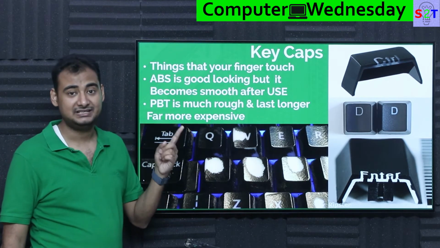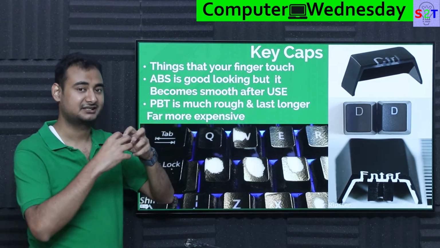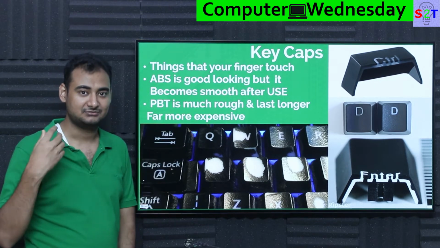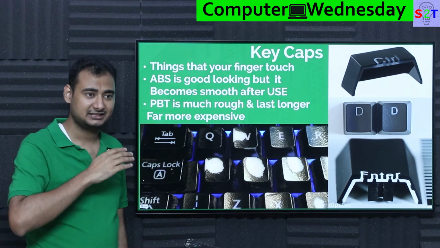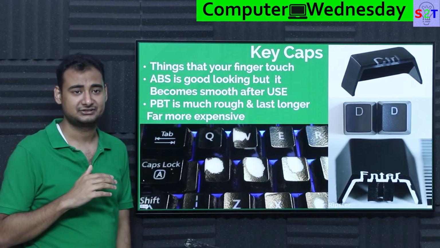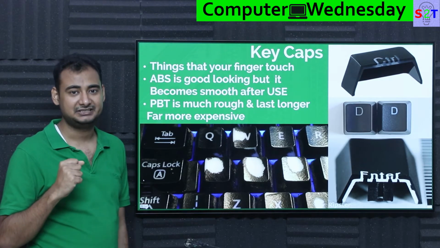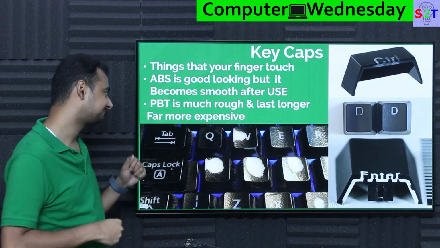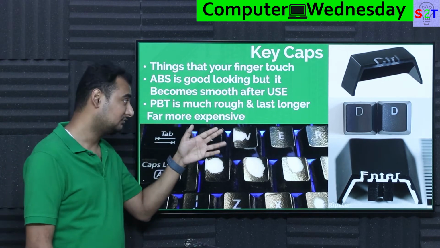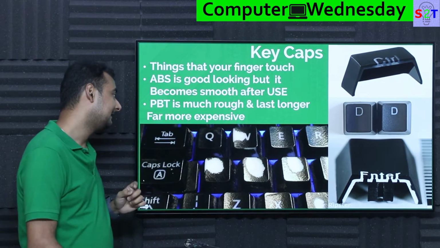Well, A, it's expensive, B, it shrinks when you eject it out of the mold. So the molding has to be built in such a way that it can compensate for that. They have warpage. Even on keyboards like the Model M and Model F, where they have PBT keycaps, they will never make the space bar out of PBT because it will shrink too much. So PBT is far rougher, but it does last longer.